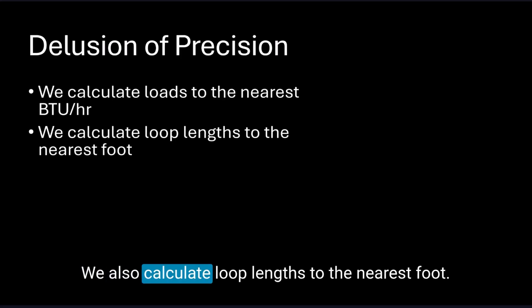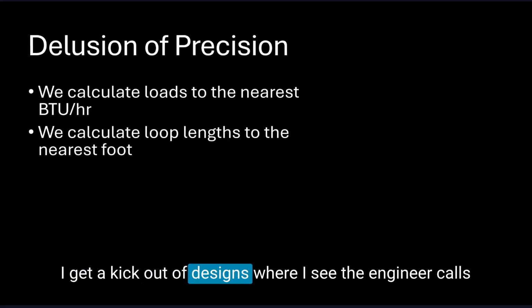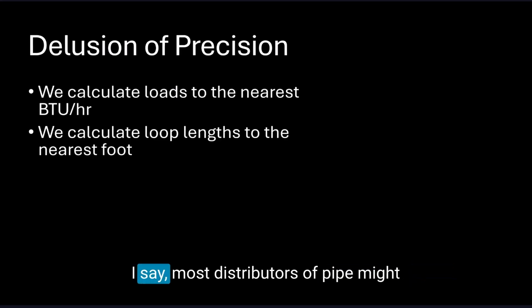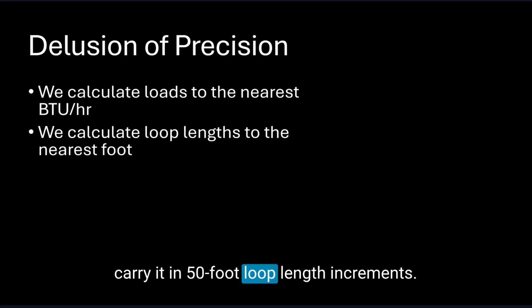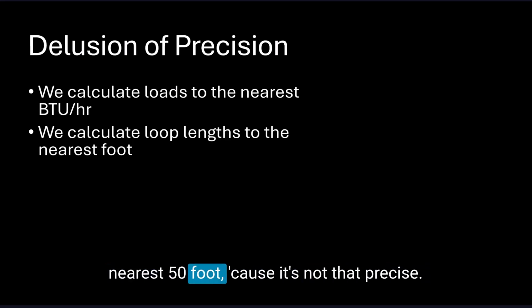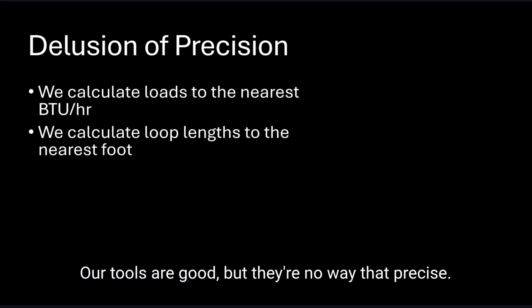We also calculate loop lengths to the nearest foot. I get a kick out of designs where I see the engineer calls out something like 383 feet. And I scratch my head. I say, most distributors of pipe might carry it in 50-foot loop length increments. So it might be good just to round it up to the nearest 50 foot because it's not that precise. Our tools are good, but they're no way that precise.